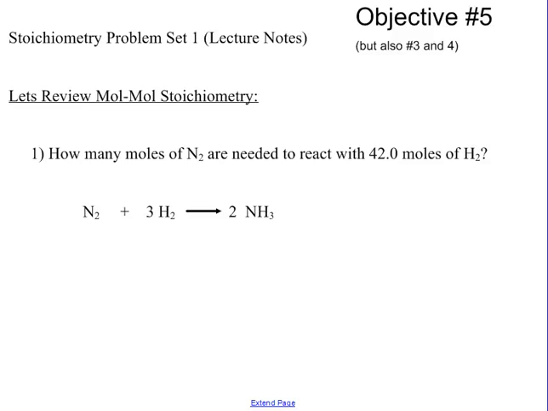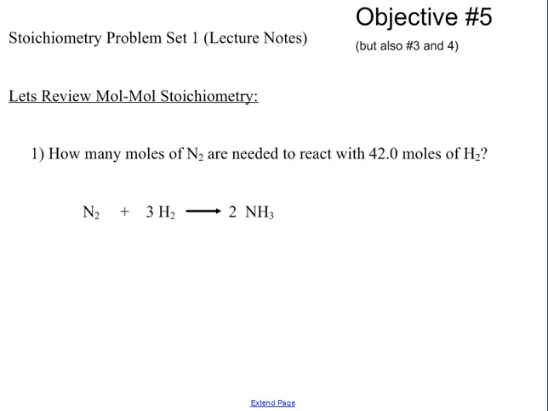This lecture on stoichiometry is from Unit 11, Objective 5, which says you will solve stoichiometry problems involving mass using molar mass and molar ratios. So really, Objective 5 also includes Objectives 3 and 4, which say you will calculate the molar mass of chemical compounds, and you will construct mole ratios from balanced chemical equations and apply those ratios in stoichiometric calculations. So Objective 5 really includes Objectives 3 and 4 as well.